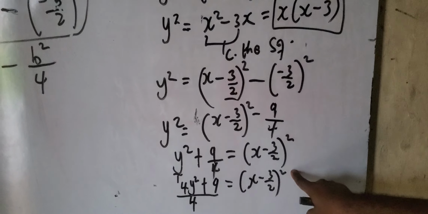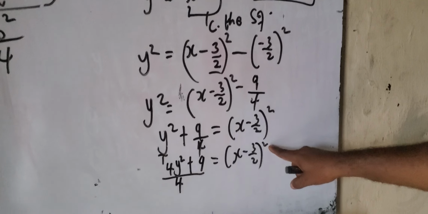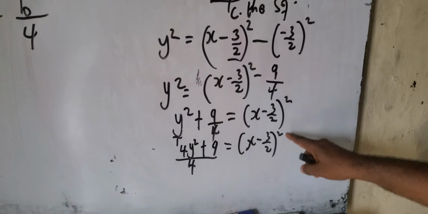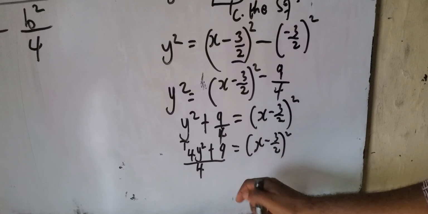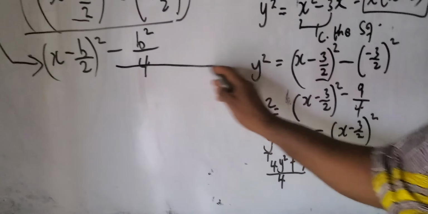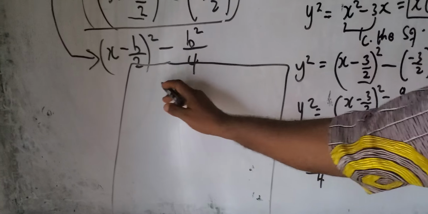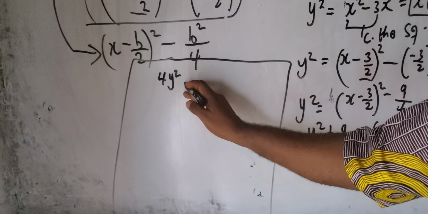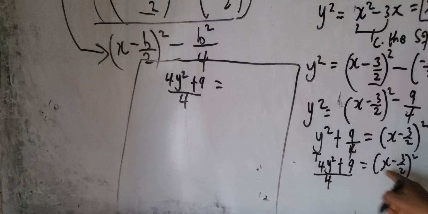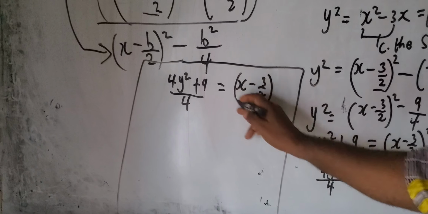Now to remove this square, I must make sure that I find the inverse of 2. The inverse of 2 is 1 over 2. So multiply both sides by 1 over 2. The whole process here, let me rewrite to create a space. Let me continue my working here. So I have (4y squared plus 9) all over 4 is equal to (x minus 3) all over 2, squared.